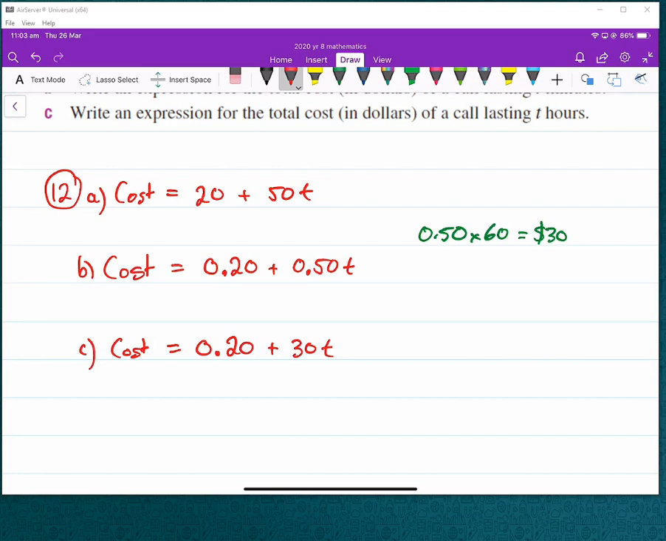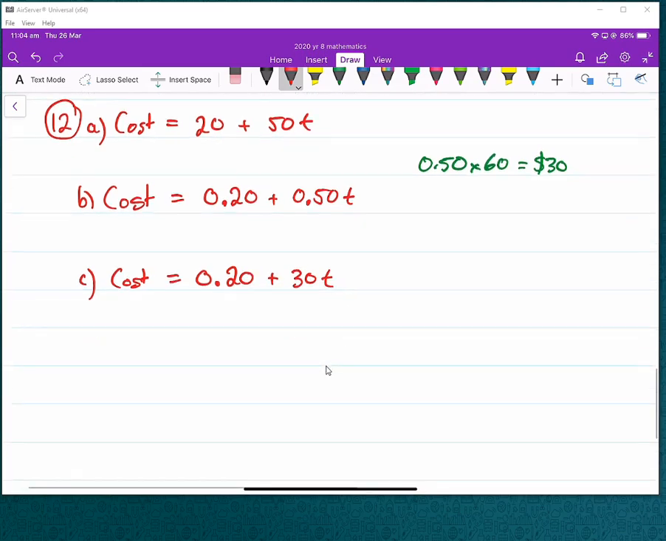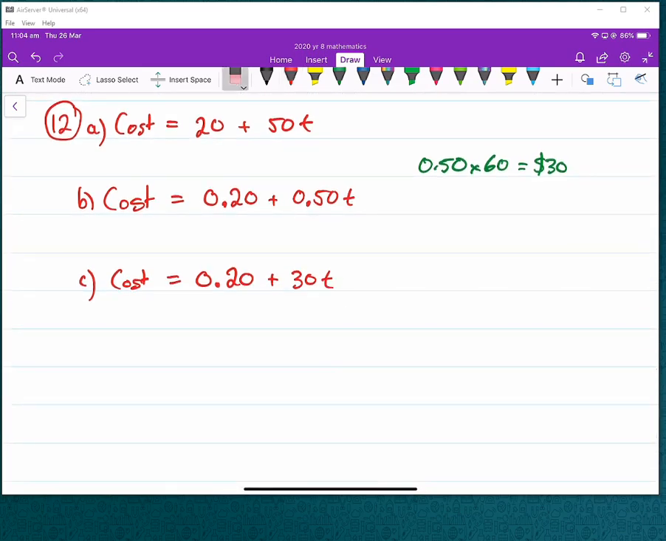Okay, and then you could always put values in this. We'll talk about substitution later. However, just say you talk for 2 hours, you'd be paying 20 cents plus 30 times 2, which is $60. So $60.20. If you talk for 3 hours, it would be 20 cents plus $90. Okay, I hope that is helpful.